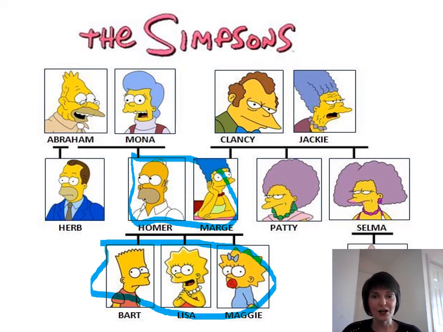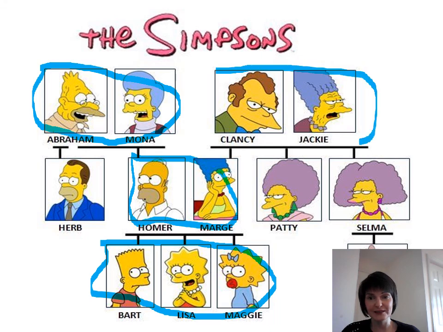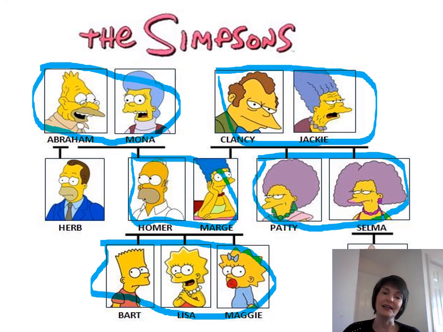So you can see Homer and Marge are Bart, Lisa and Maggie's parents, but you could also see Bart, Lisa and Maggie's grandparents, Abraham and Mona, up there. On Marge's side, you can see Clancy and Jackie being her parents, and you can see Patty and Selma up there being Marge's sisters.